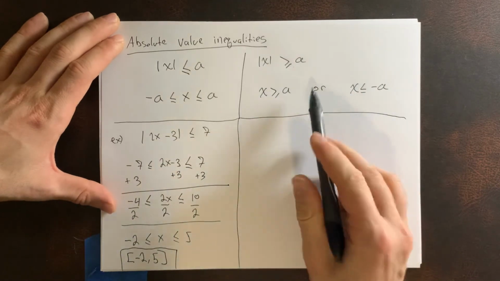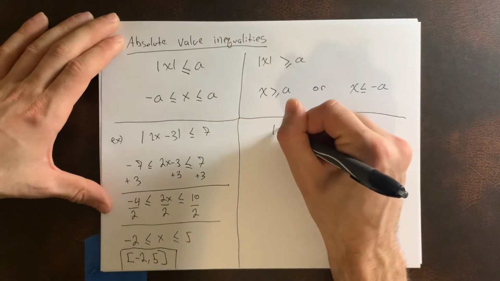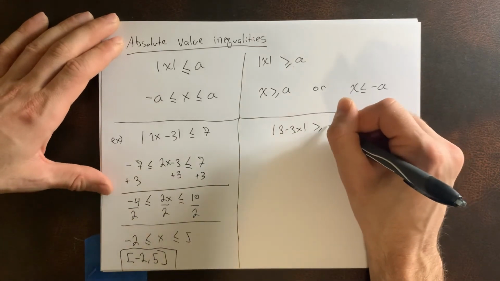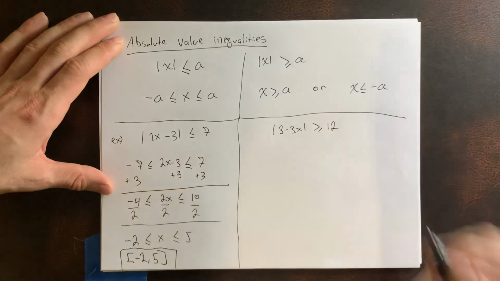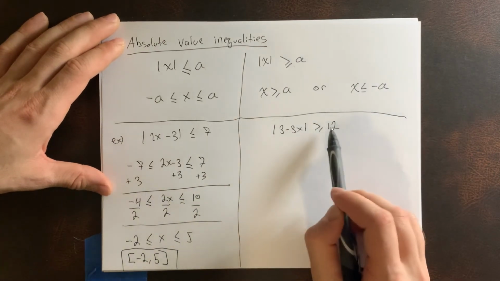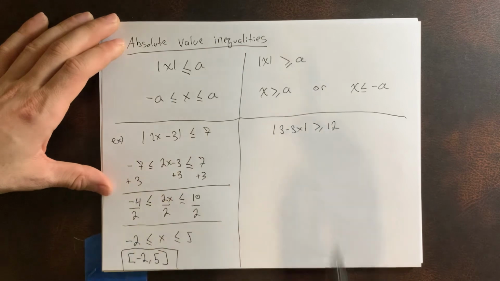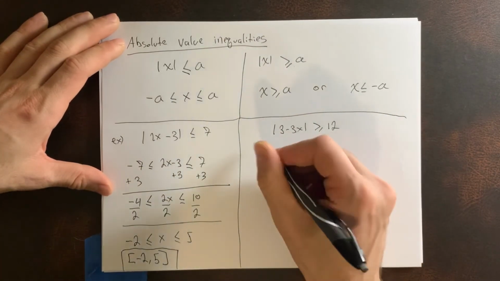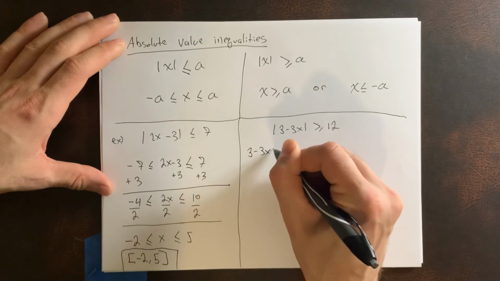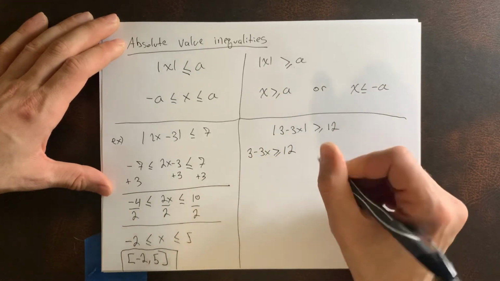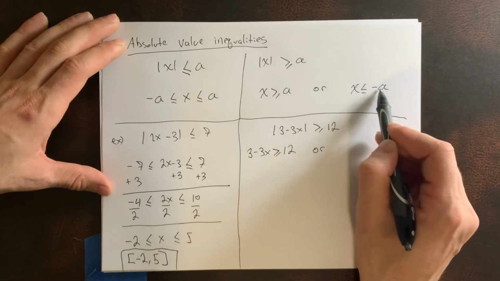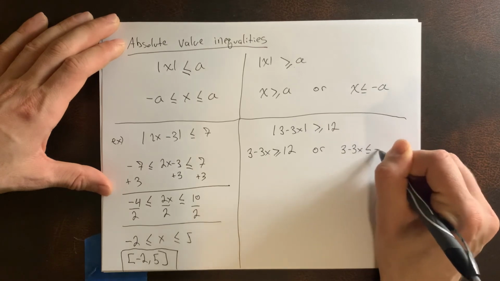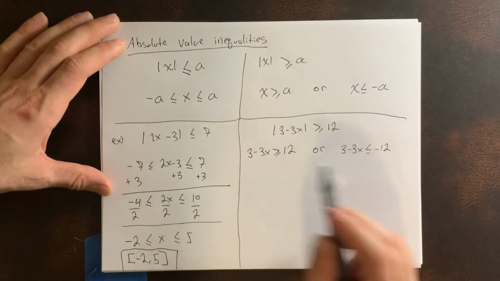Okay, so now let's do an example that does this one. So how about like 3 minus 3x is bigger than or equal to 12. Okay, so here we have the absolute value of something bigger than a number. The absolute value is bigger than a number. So that means we have these two things. The inside is going to be bigger than the number, so the inside being 3 minus 3x is bigger than or equal to 12. Or this one, the inside being less than the negative number. So this whole inside, 3 minus 3x is less than or equal to minus 12. So let's solve both of these separately.